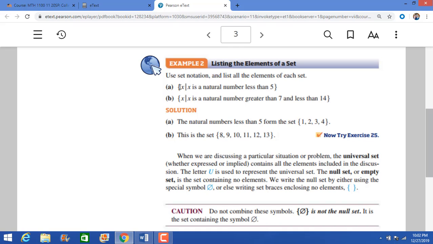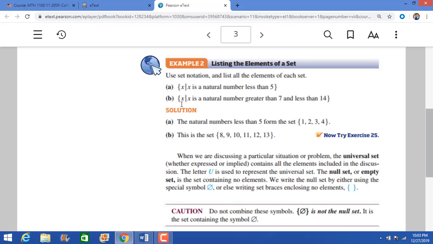Okay, so this says we want the set of all x such that x is a natural number less than 5. So natural numbers, where do natural numbers start? Natural numbers are the counting numbers, and you always count starting with 1. So natural numbers always start with 1. So these are all the natural numbers that are less than 5. So this would include the numbers 1, 2, 3, and 4. Okay, right here. And remember, we have to have the braces.